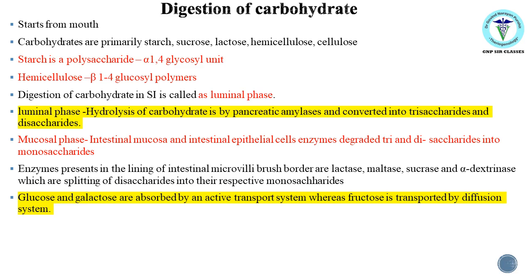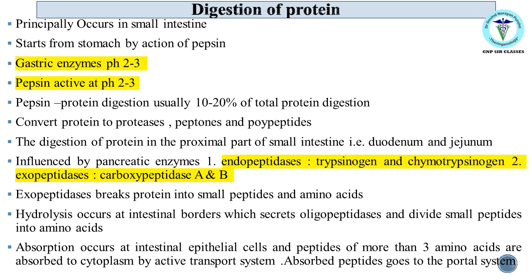Carbohydrate digestion starts in the mouth and continues in the small intestine. Enzymes like amylase and sucrase break down carbohydrates into simple sugars, which are then absorbed into the bloodstream. Protein digestion begins in the stomach with the action of pepsin and continues in the small intestine with the help of pancreatic enzymes. These enzymes break down proteins into amino acids for absorption.